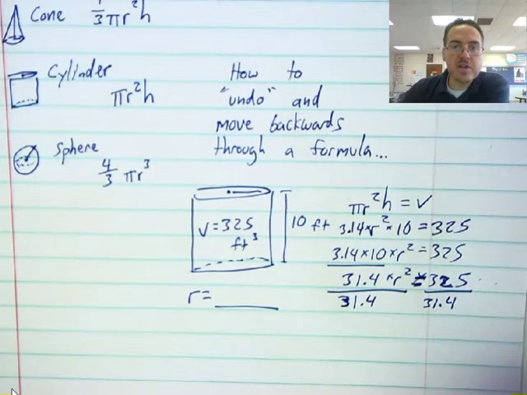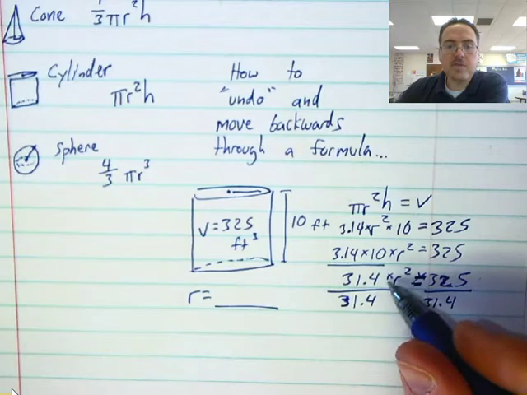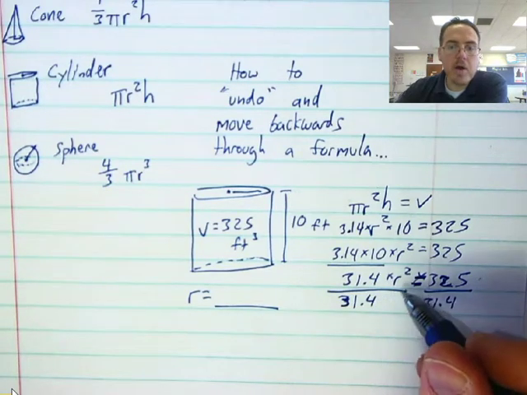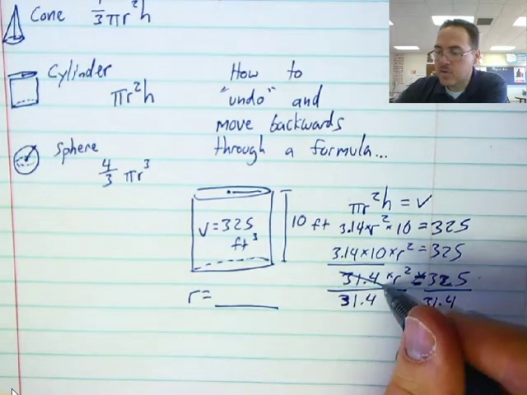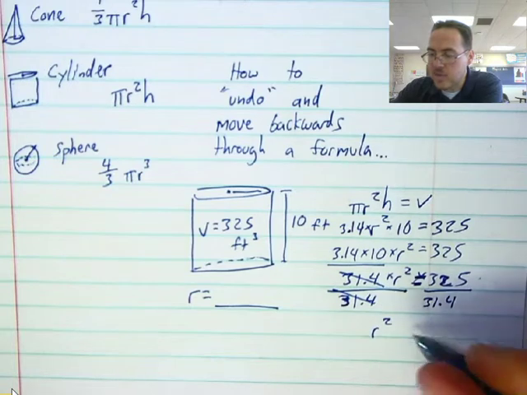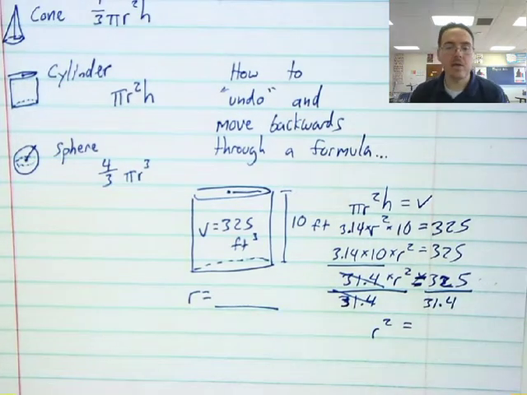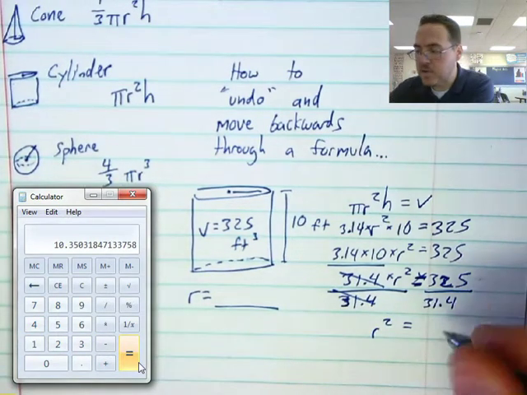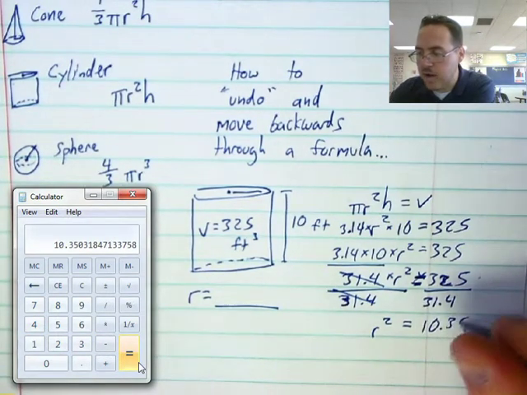Now, as math teachers love to say, cancel out at this moment. 31.4 divided by 31.4 is going to be 1. It's like multiplying r squared times 1, so it's almost like we're not doing anything. So r squared is left over, and quick calculation, 325 divided by 31.4 is 10. I'm just going to round this to the hundredths place. 10.35, and it goes on forever.